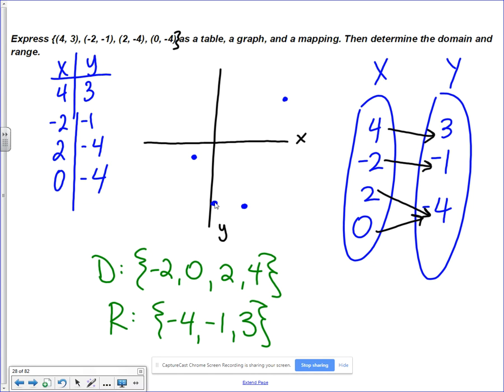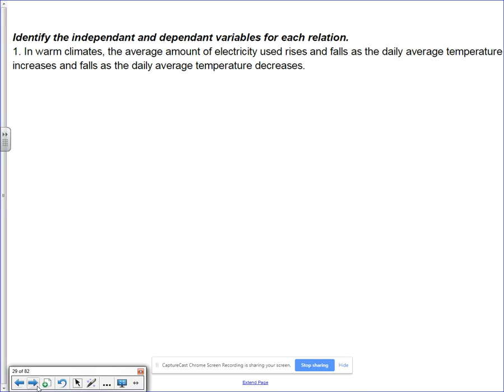Now, I made a pretty big typo on this next problem, so I'm going to fix it. If you look at this next problem, please cross out where it says increases and falls, all of that. I'm not really sure. I must have been tired when I was making up these notes. I need you to switch it to say, and falls as a daily average temperature rises and falls.